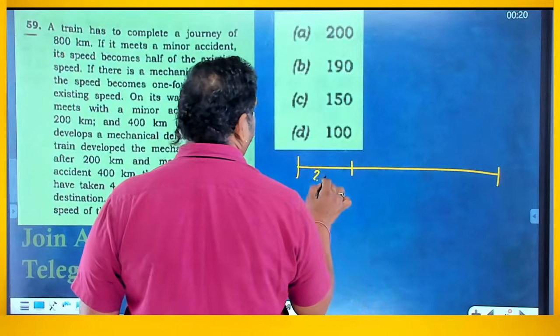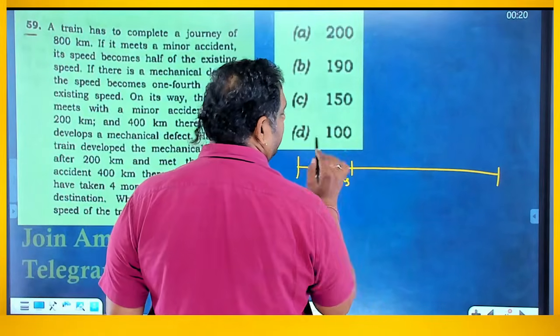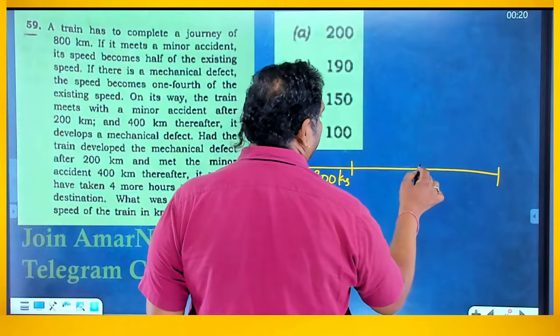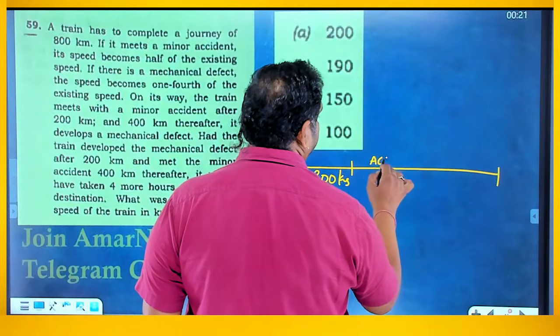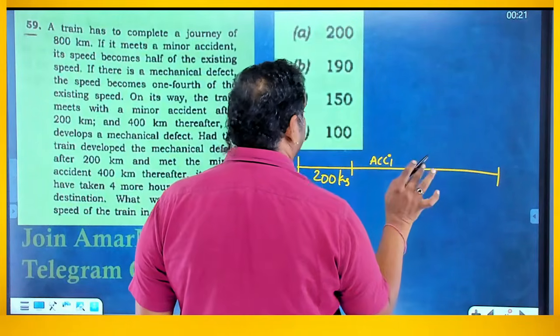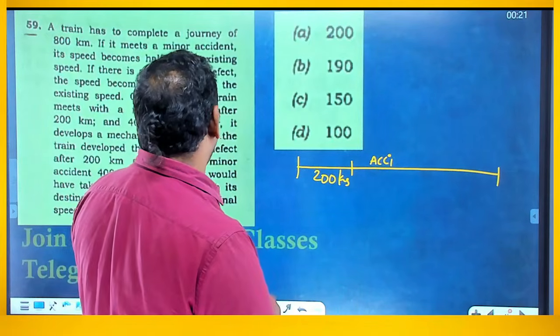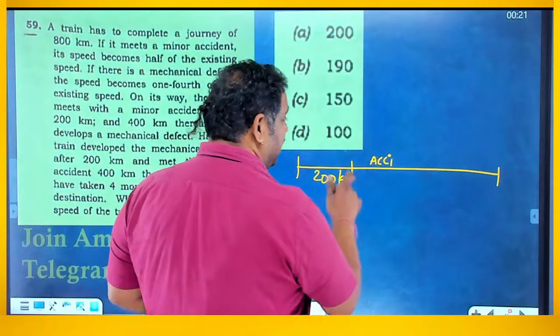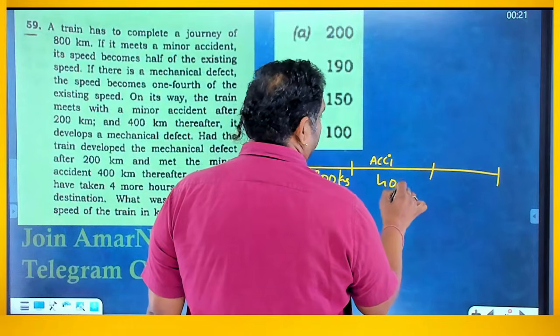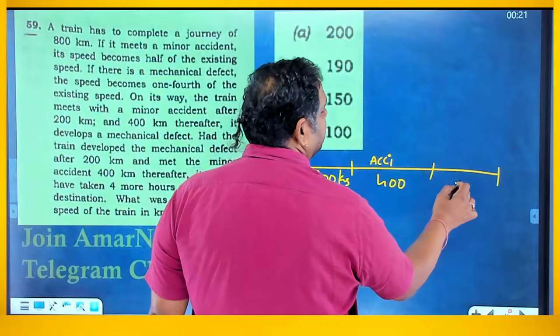Okay. Up to 200 kilometers, fine. It has traveled with its own tempo. But it met with an accident. Accident means speed will be halved. Okay, fine. And 400 kilometers thereafter. Thereafter means from here 400 kilometers. Okay, total is 800 now. So 600 kilometers means this is 200 kilometers.